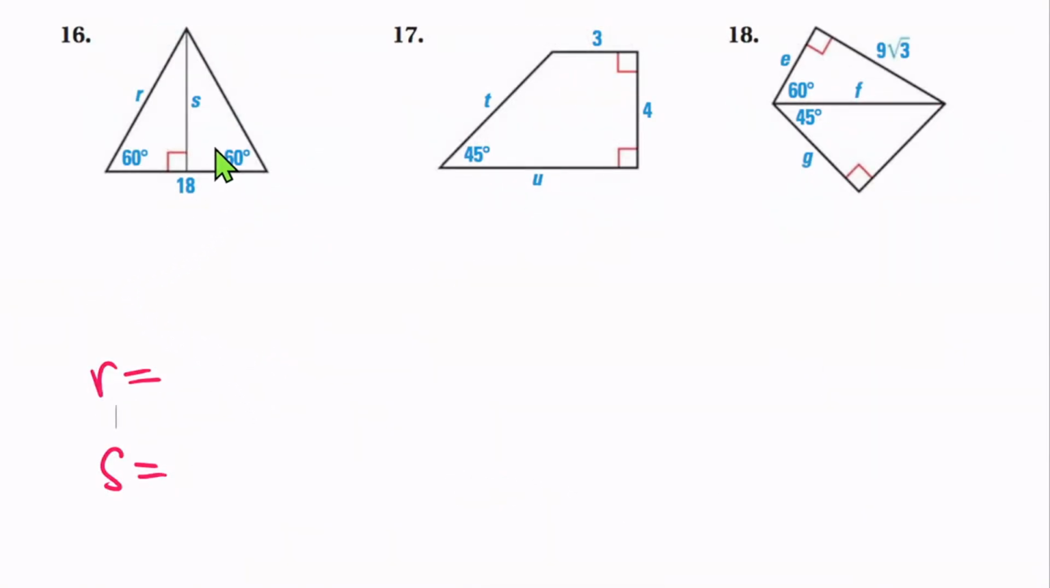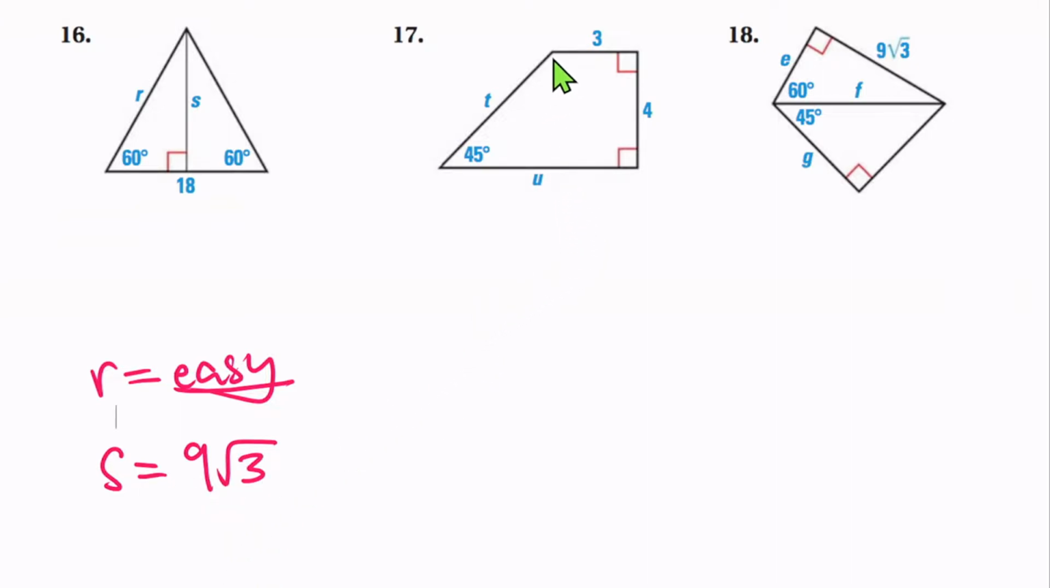Continuing, 16 is actually really easy. R is super easy, and S, make sure you're showing your work one way or another, but S will be 9 times the square root of 3. Show your work. I'm just showing you the answer to check your work.